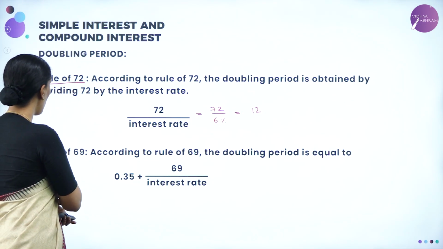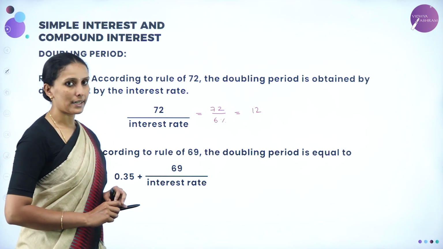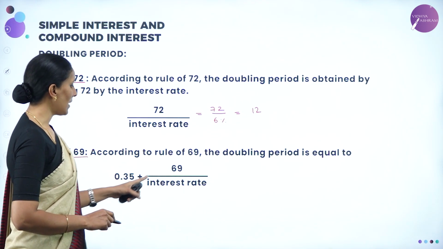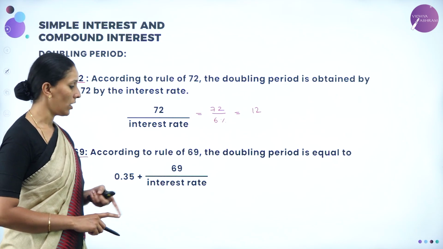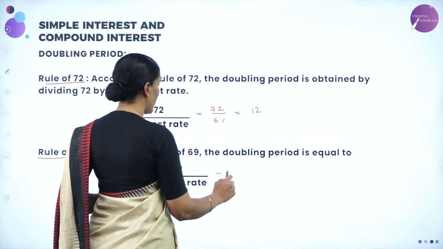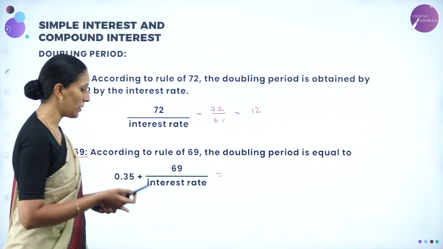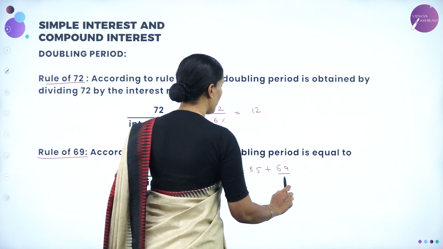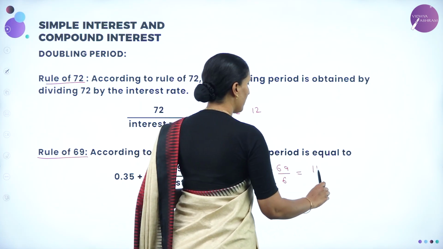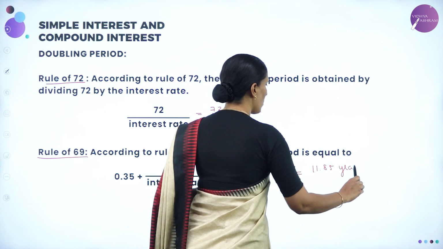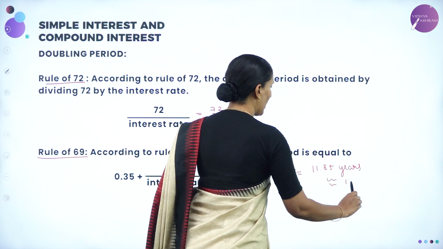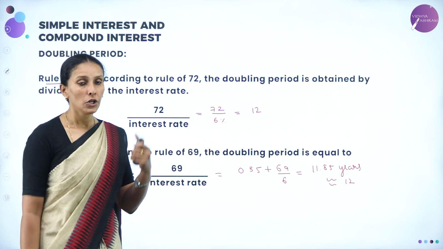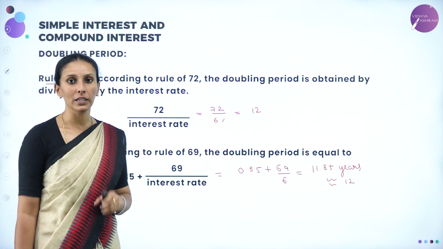Now next is the rule of 69. According to the rule of 69, the doubling period is equal to 0.35 plus 69 divided by the interest rate. Suppose you consider the interest rate as 6%, then the value is 0.35 plus 69 divided by 6, which is equal to 11.85 years. So this is also approximately equal to 12 years. That means a certain amount of money will get doubled after 12 years. So these are the two rules which we follow to find out the doubling period.